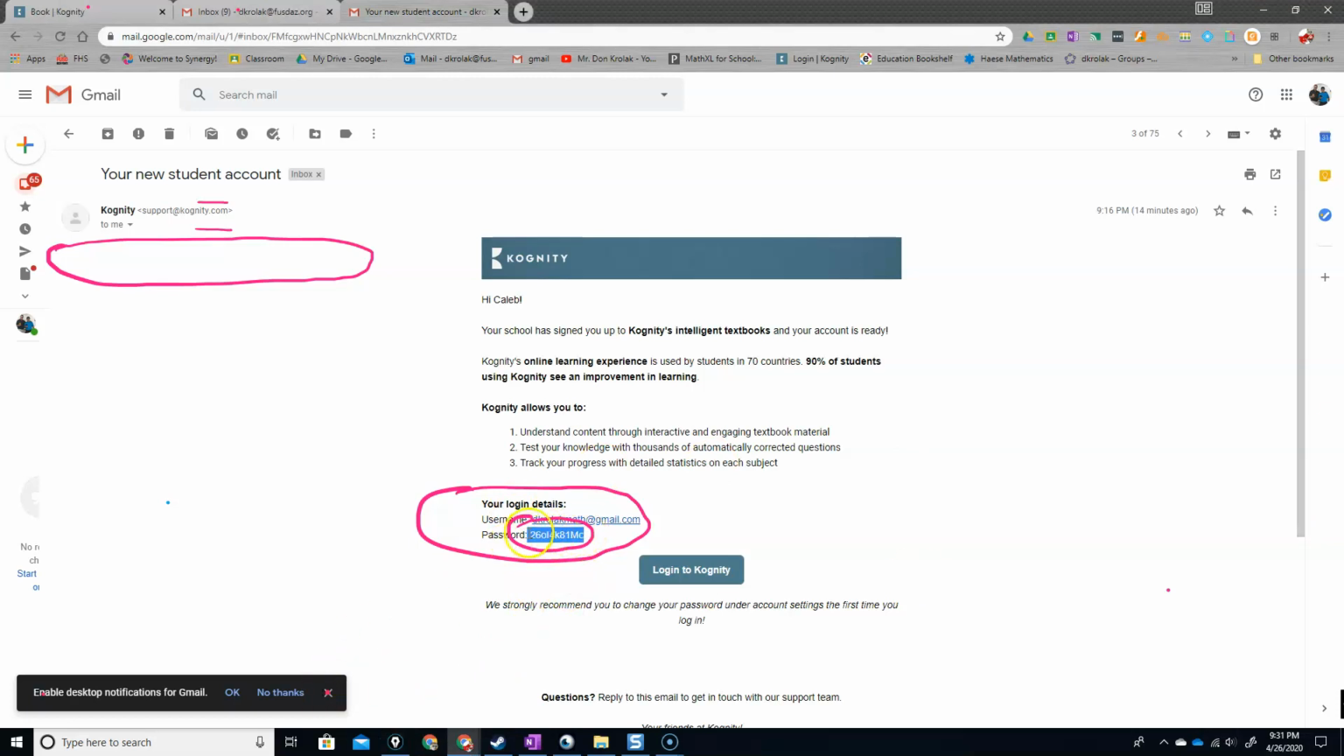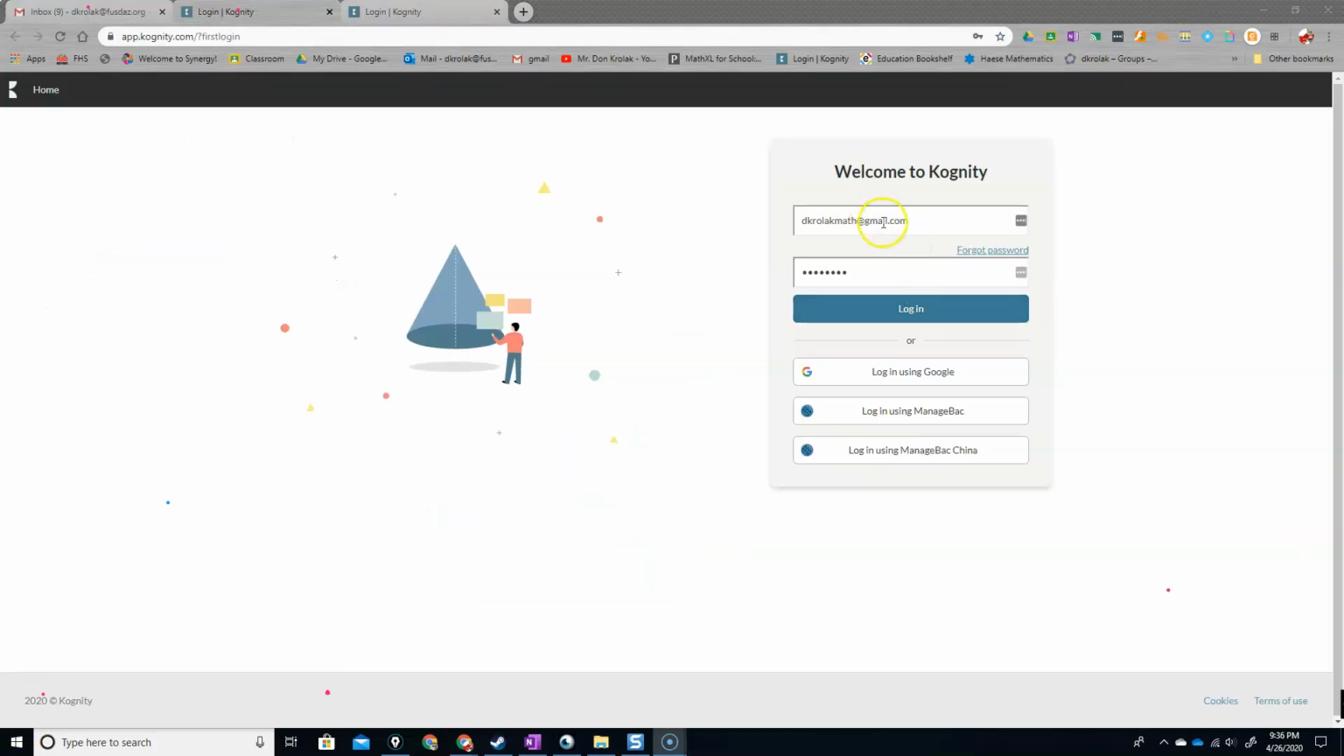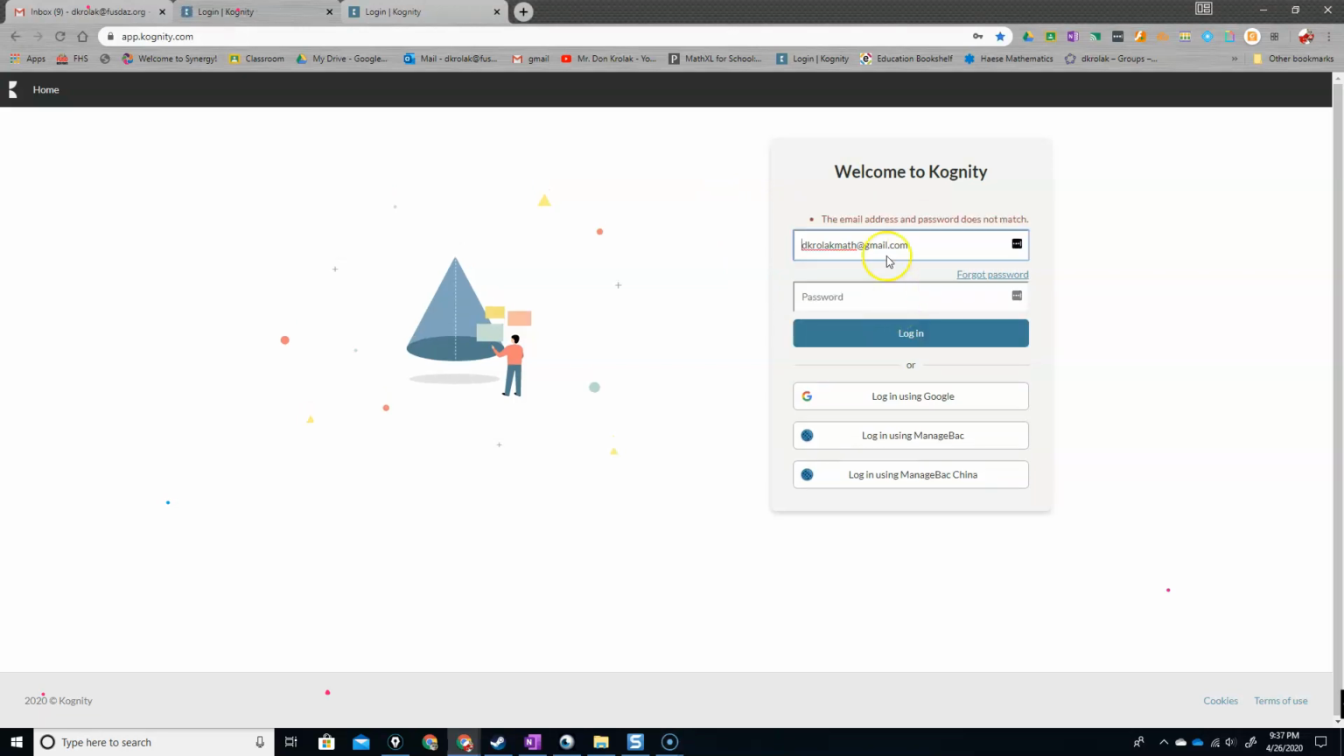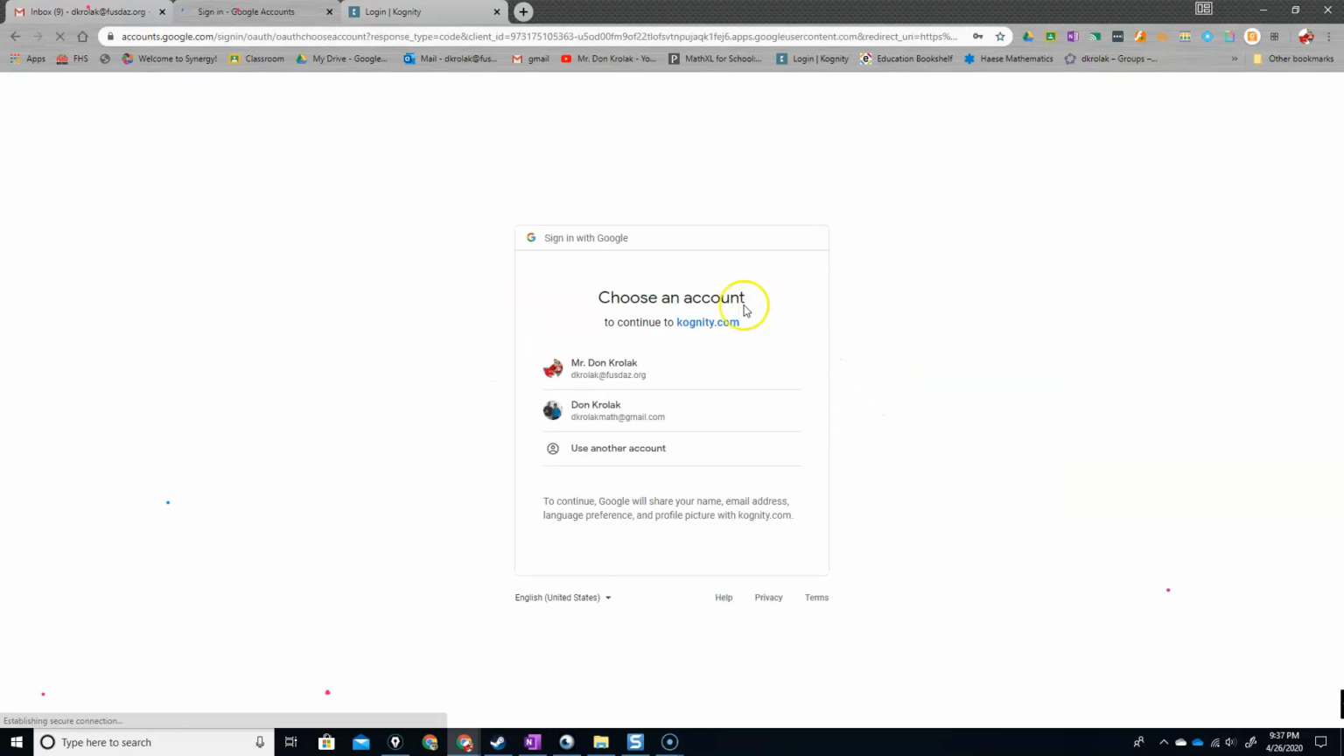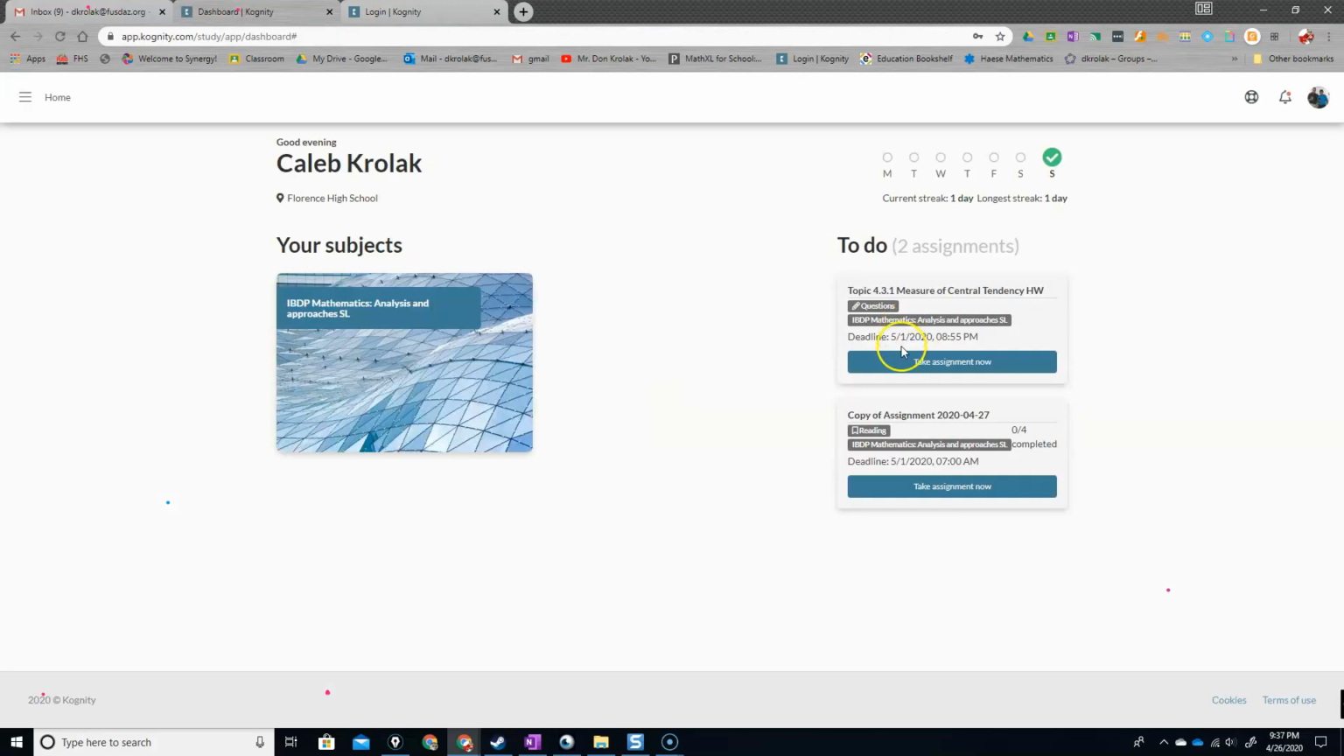So I'm just going to copy that, right click, copy, and then we're going to go log into Cognity with it. So I typed in my email address as my username, and then cut and paste my password. Okay, let's try log in using Google. So I'm going to use my Google account, and that gets me in.